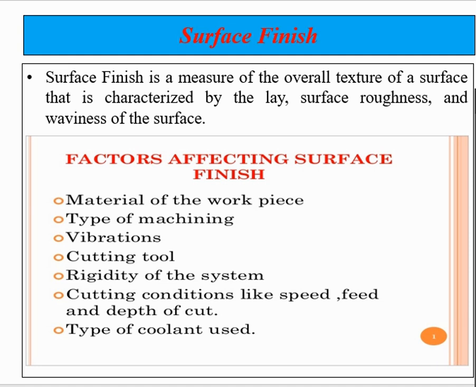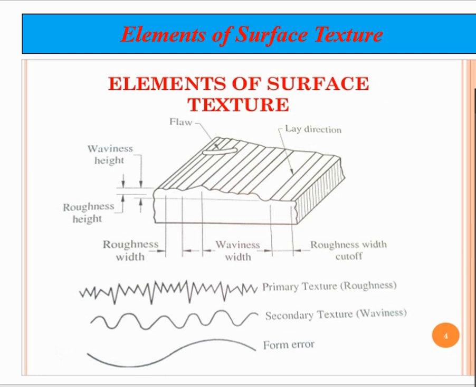Then the cutting tool: if the cutting tool is brand new and the cutting edge is very sharp, it is very easy to remove the material and your surface will be good. But if you're using a tool which is worn out, which is old, then the surface may turn out to be rough. All these factors will affect your surface finish, so you need to take care of them whenever you are machining. Now, I was talking about surface roughness.